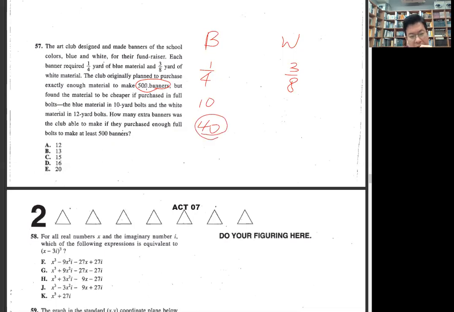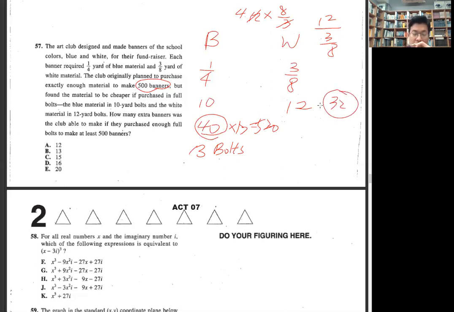Because you have to have at least this many, 12 is 40. You have to buy 13 bolts, which is 13, so 520 you can make. And then this one is 12 yards. How many can you make? 12 divided by 3 over 8, which is 12 times 8 over 3, or 32. You can make 32 when you have one bolt.